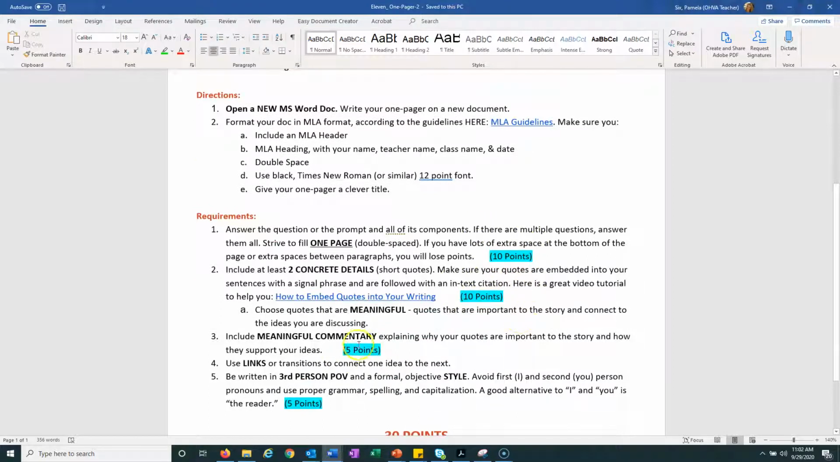These are what he's being graded on. He's being graded on actually answering the prompt. He's being graded on making sure that there's textual evidence, that there's reflection or commentary, and that he's writing in third person.